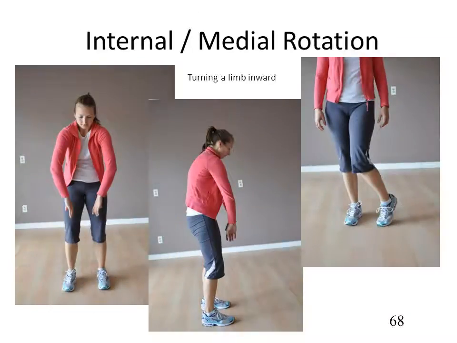Internal rotation is also called medial rotation. This involves rotating a limb forward of the body. You can see the girl on the left is rotating her arms forward. The side view gives a different angle. You can see the woman on the right is rotating her leg inward. Again, this is called internal or medial rotation.